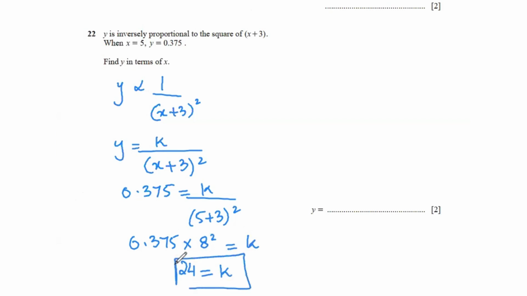Now, we will substitute this value of k back into the equation, which is y equals 24 over (x plus 3) whole squared. And that's your answer, because they want the equation of y just in terms of x, not in terms of k and x.